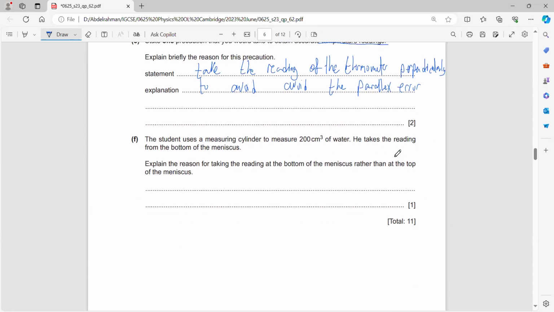The student uses a measuring cylinder to measure 200 centimeters cubed of water. He takes the reading from the bottom of the meniscus. Explain the reason for taking the reading from the bottom of the meniscus. Why do we always take the reading from the bottom of the meniscus?